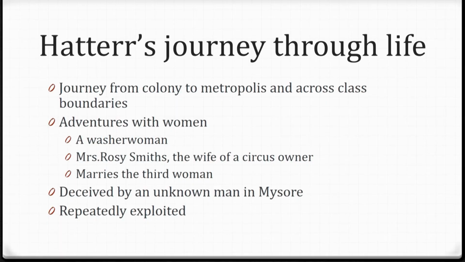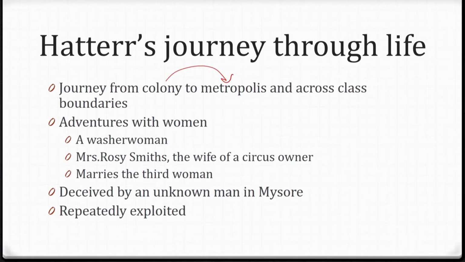We find Hatterr's journey from colony to metropolis, and this traverses all kinds of class boundaries. And he also has different exciting adventures with women. First, he encounters a washerwoman who also educates him in different ways. It's an amorous washerwoman who makes sexual advances towards Hatterr, which he resists in certain ways.